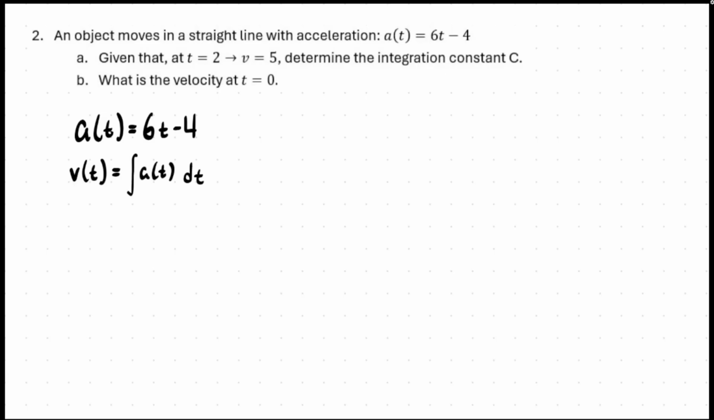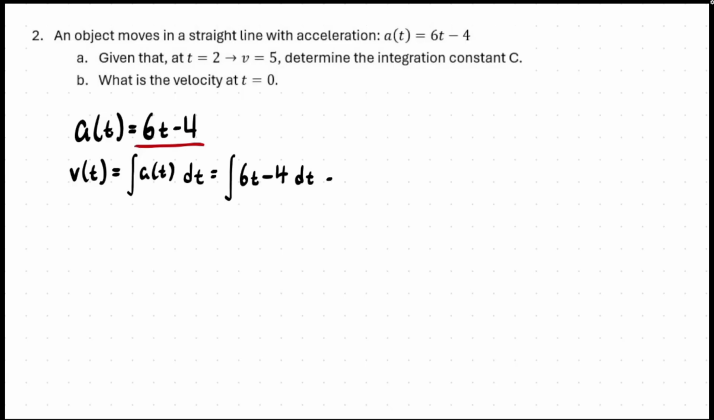Moving on, we also know that acceleration as a function of time, which is that a(t) portion, is also equal to 6t minus 4 in this top part, dt. Onward. So from here, we can just do the integration power rule, which is working backwards.